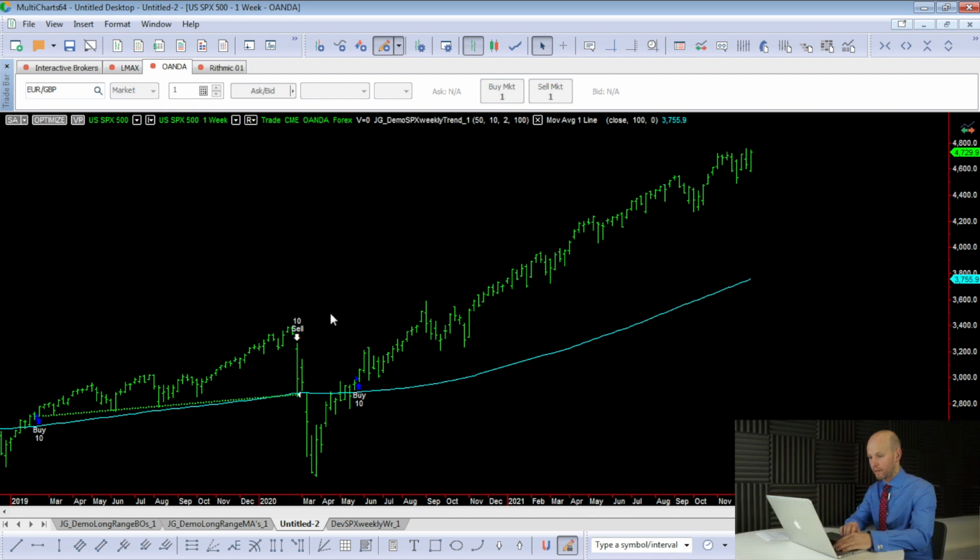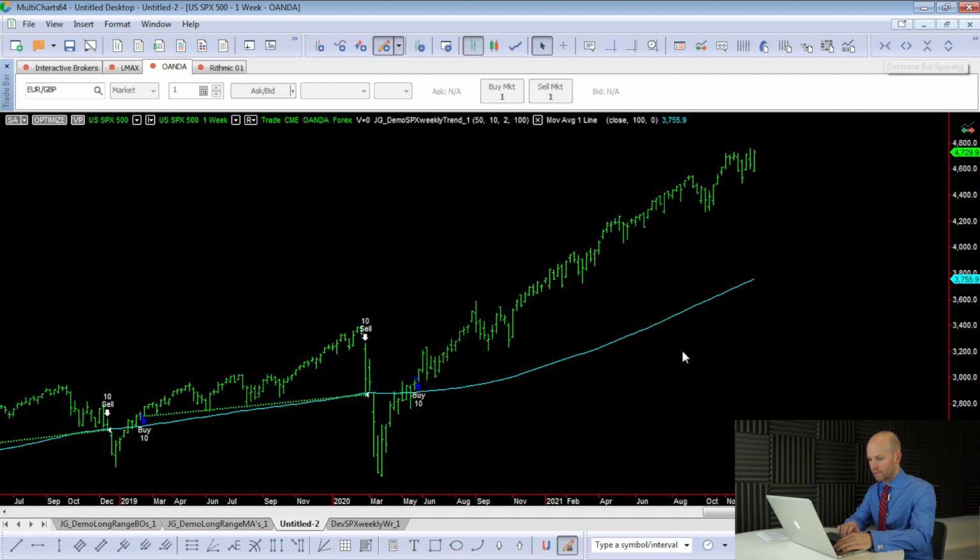So let's have a look at the weekly chart. So now we're on the weekly chart, and the cyan line now is the 100 period moving average, and obviously it's a 100 period on the weekly chart. If I zoom out a little bit, we can see that we're holding trades for much longer.